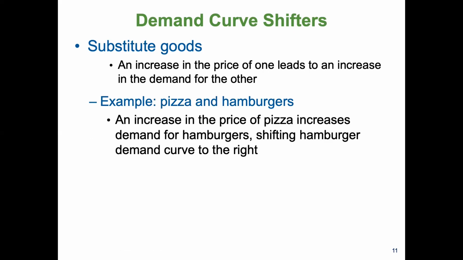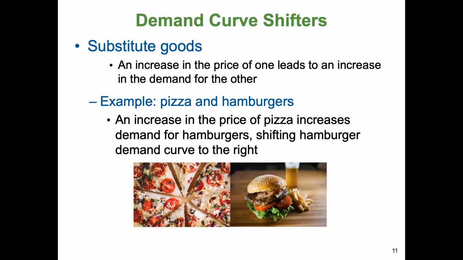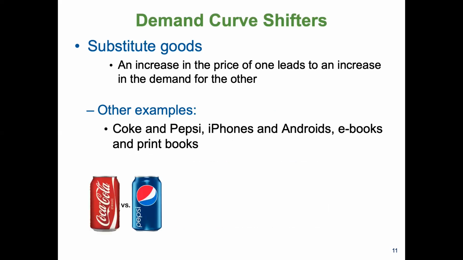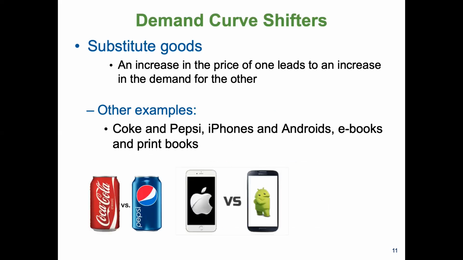An example is pizza and hamburgers. If you consume pizzas and suddenly prices of pizzas go up, you would switch to hamburgers. So an increase in the price of pizzas increases the demand for hamburgers. The demand curve for hamburgers shifts to the right. Other examples of substitutes are Coke and Pepsi, iPhones and Androids, ebooks and print books.